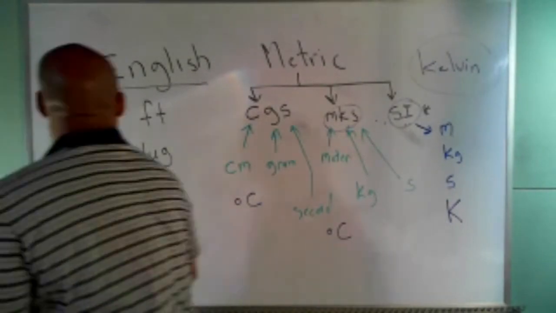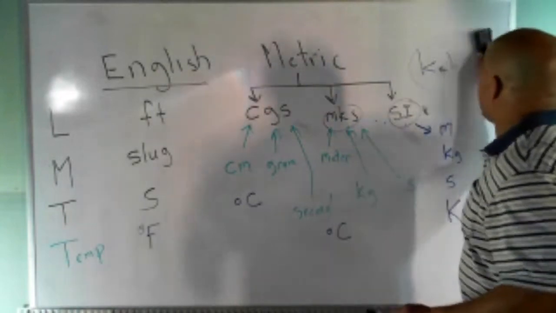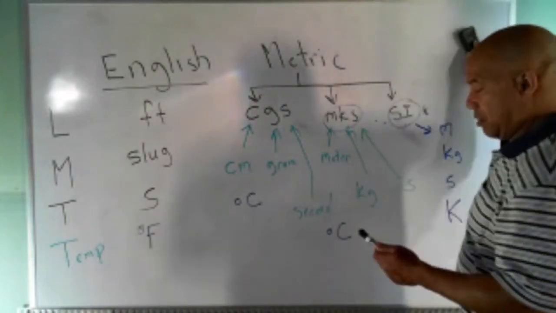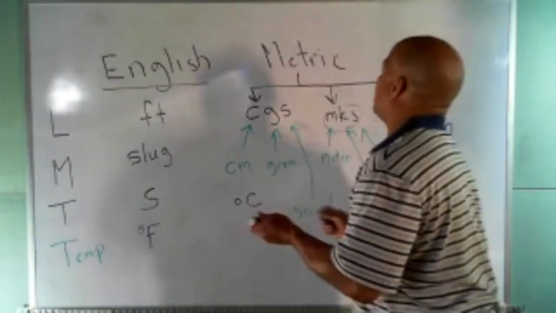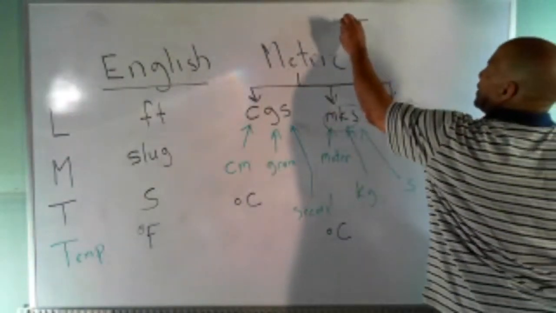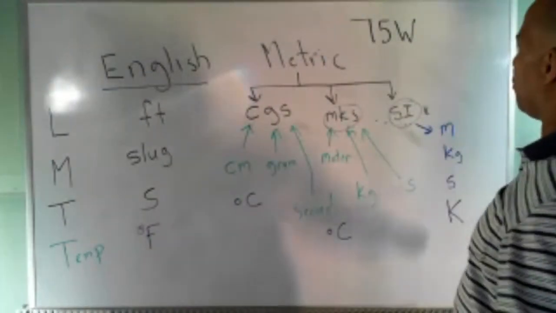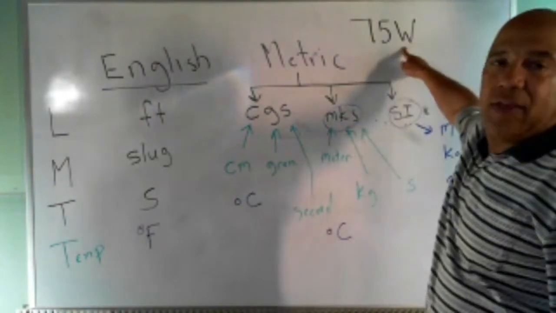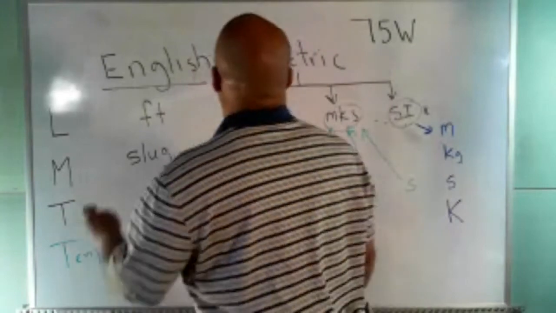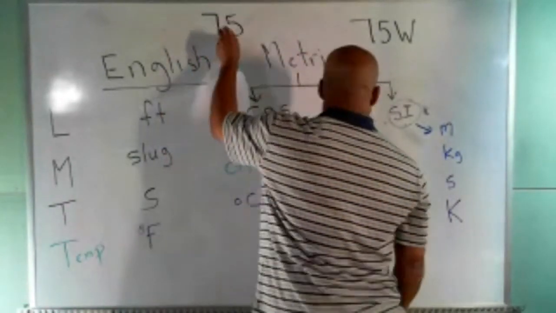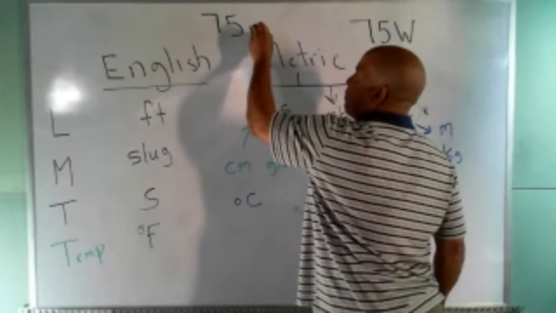What's the difference between a unit that's capitalized and one that's not capitalized? Well, for example, you might get a light bulb that's 75 watts. You might have a 75 watt light bulb or a 100 watt light bulb. And when you write that, you write the W as a capital W. But if I have 75 meters, I don't write a capital M, I write a lowercase m for meters.